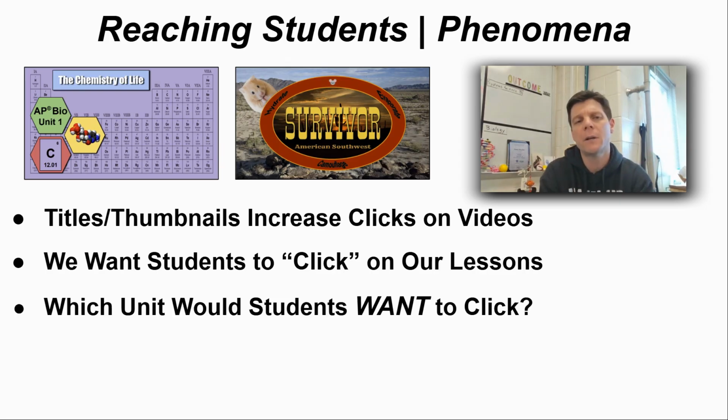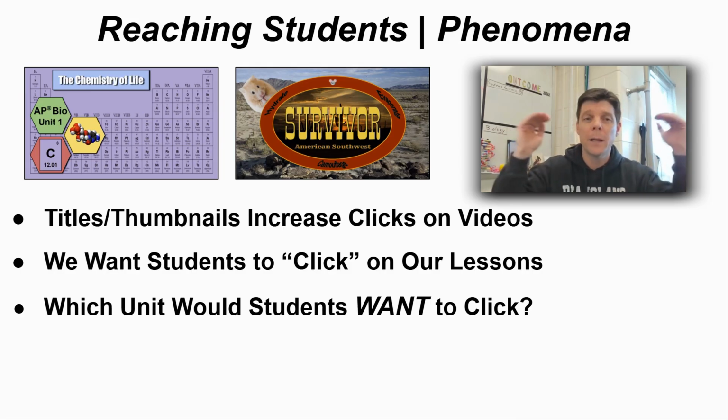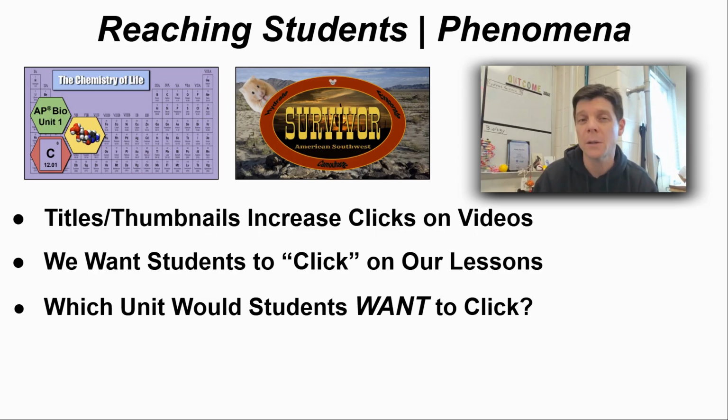Well, I'd like you to consider the two thumbnails that you see on screen. One titled The Chemistry of Life, the other titled Survivor, American Southwest. Now, if you gave students these two options and said, these are thumbnails of Unit 1 in AP Biology, and you can choose which one to participate in, and your learning is going to be at an equally high level of rigor. One is not easier than the other. One is not teaching you less than the other. Those factors are equal. Which one do you think that students would want to click?